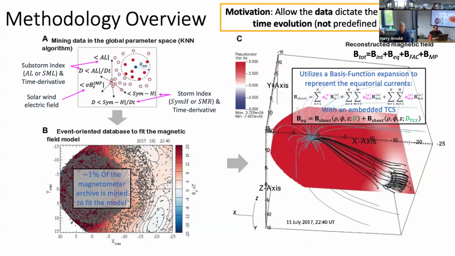But in fact, the total magnetic field is the sum of all these terms. You have an internal magnetic field, which I think is like the dipole or IGRF. You have the field aligned current magnetic fields, and you have a magnetopause boundary. And then, of course, you have the equatorial magnetic field, and that's what they split up into this thin current sheet and thicker current sheet. And they have some crazy expansion. I think when they go out to 60 RE, there's like 1,000 terms or something. It gets out of hand.